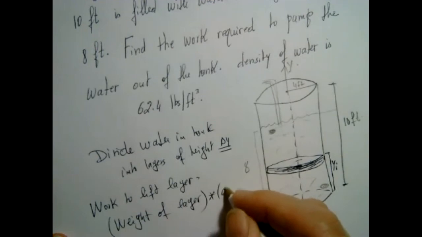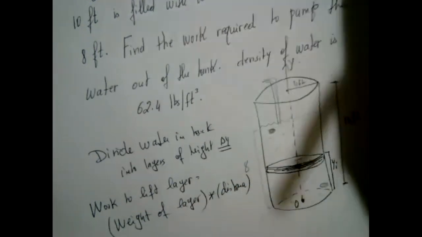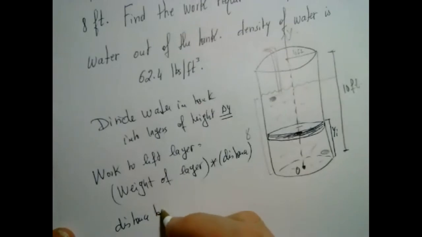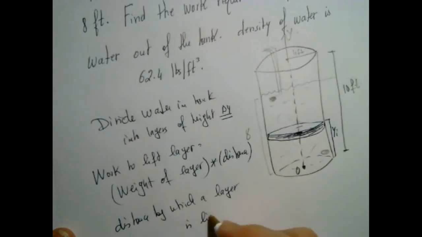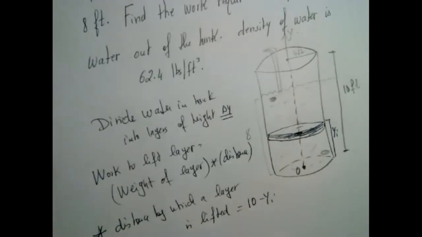Times the distance. Okay. Now we do each piece by itself. What's the distance by which a layer is lifted? Would it be 10 minus yi? It will be 10 minus yi. That's the distance. So I do every piece by itself.